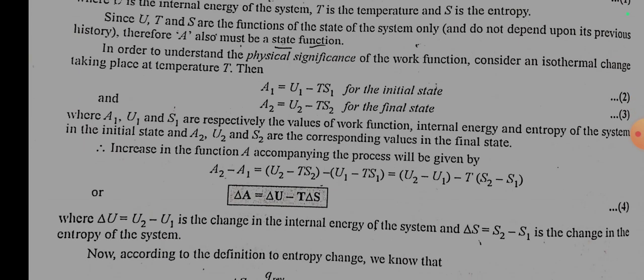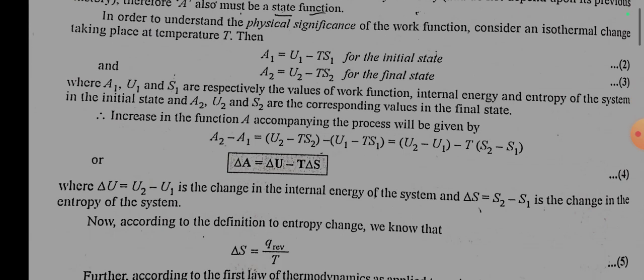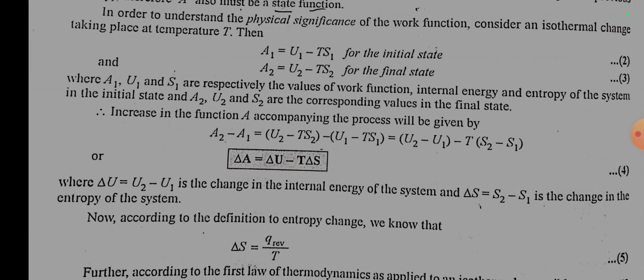In order to understand the physical significance of the work function, consider an isothermal change taking place at temperature T. Then A1 = U1 - TS1 for the initial state and A2 = U2 - TS2 for the final state, where A1, U1 and S1 are respectively the values of work function, internal energy and entropy of the system in the initial state, and A2, U2, S2 are the corresponding values in the final state.